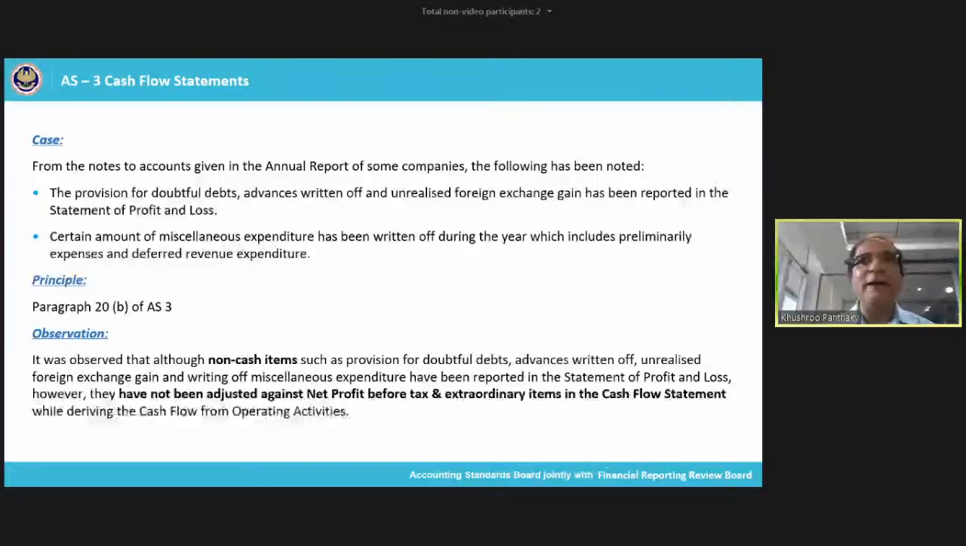If this is not being done, then your cash flow will definitely be incorrect. I would say completely incorrect. And therefore, please take these things into consideration.